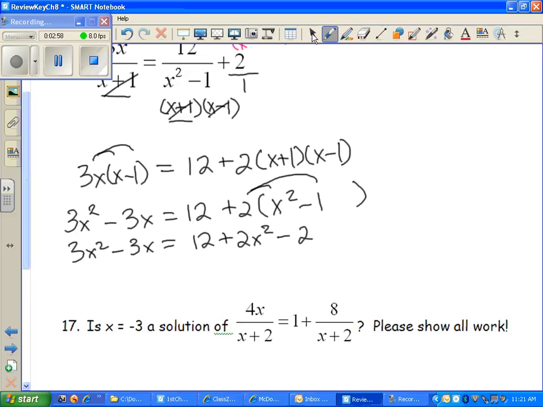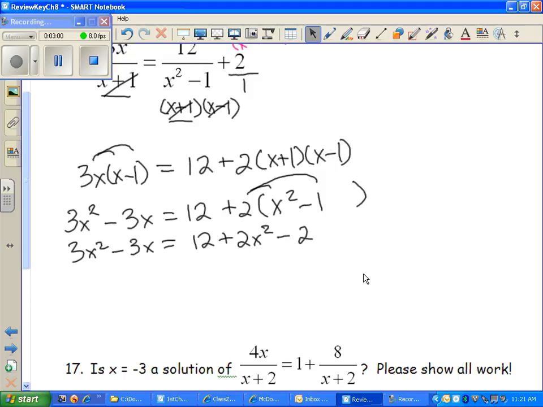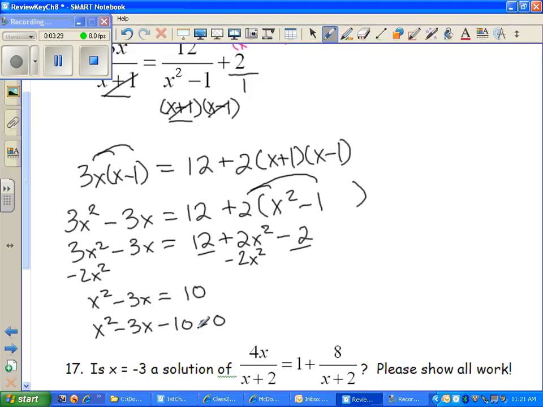So let me get some more room here for us. We have x squared on both sides, so I'm going to subtract 2x squared to get my x squareds together. And it leaves me with x squared minus 3x equals, and then the 12 minus the 2, those can combine, and it can be 10 there. So since I have x squareds and x's, I know that I need to bring everything to one side and that I will end up factoring. So to move the 10, you need to subtract it, and you end up with x squared minus 3x minus 10 equal to 0.